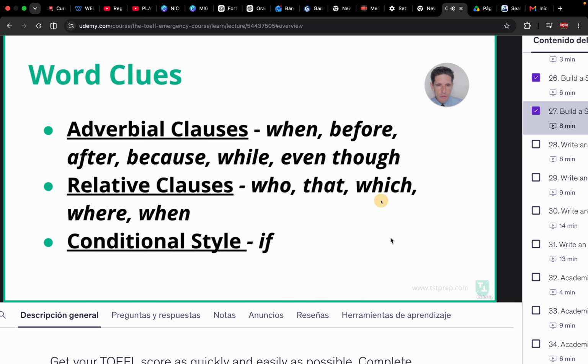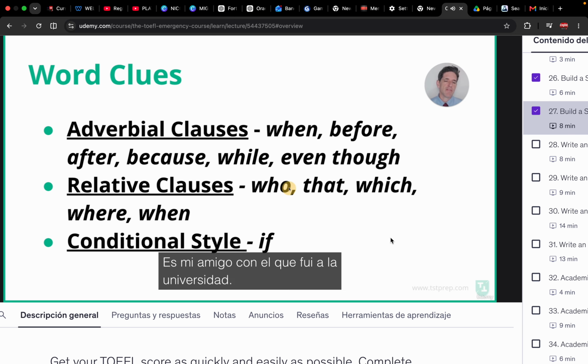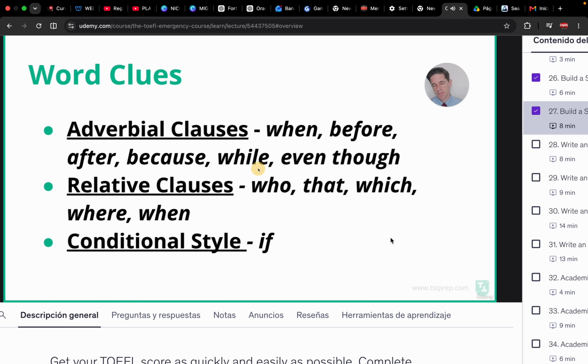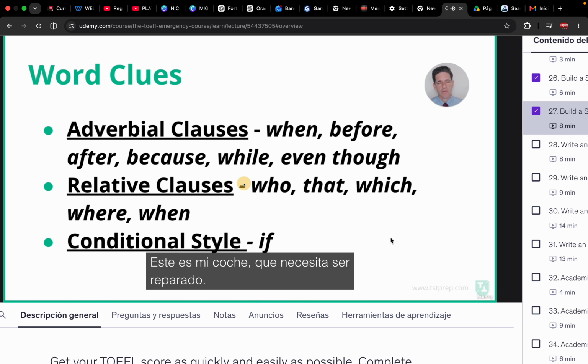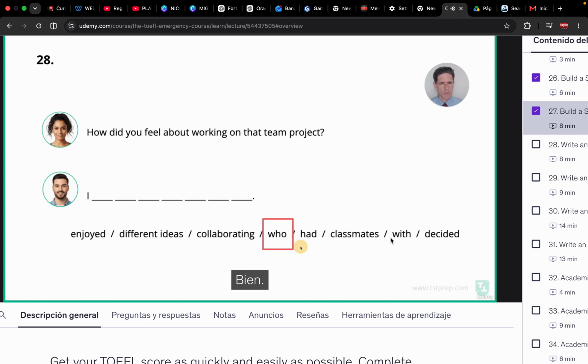Relative clauses, who, that, which, where. Remember, these describe a noun. He's my friend who I went to college with. This is my car, which needs to be repaired. Okay. And then conditional is if. I think most people know about conditionals, right?